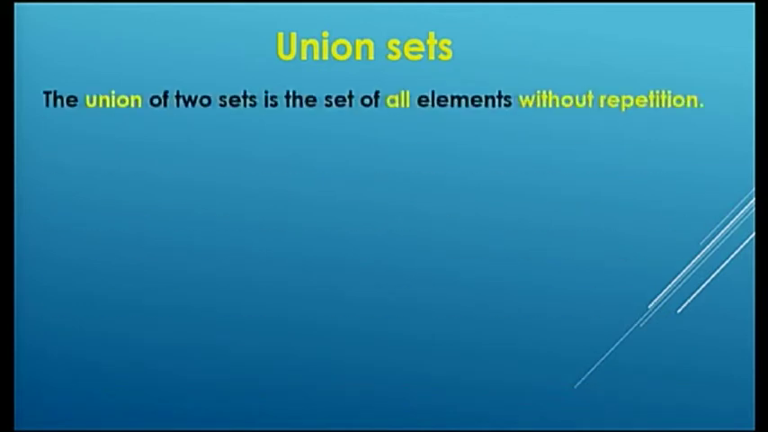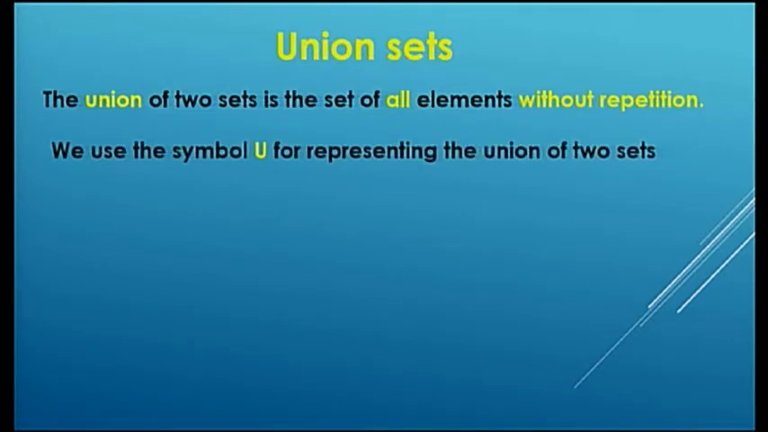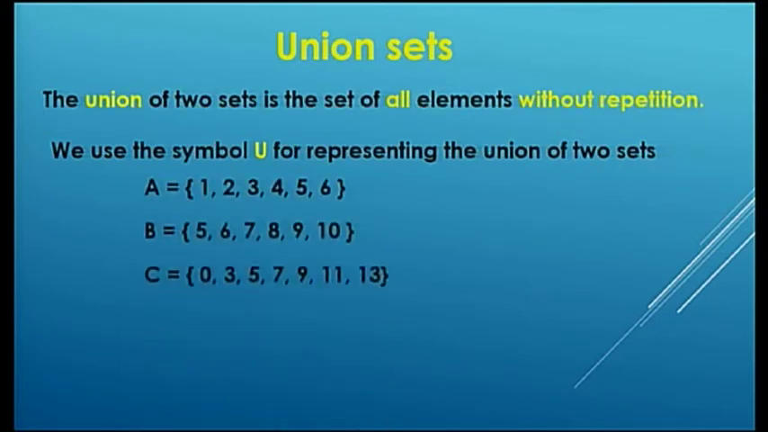Let's talk now about union of sets. The union of two sets is the set of all elements but without repetition. We use this symbol to represent the union of two sets. Consider the sets A, B and C. Okay, these are the three sets.